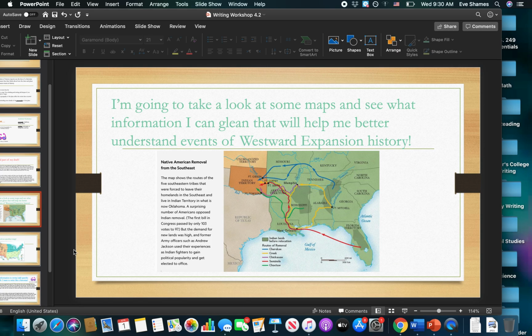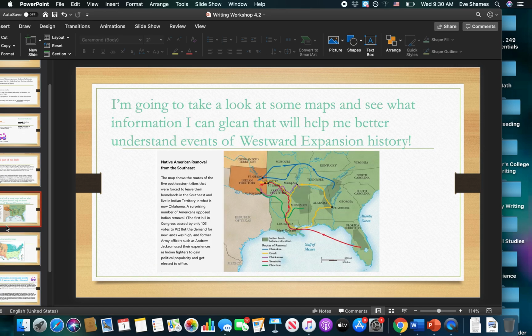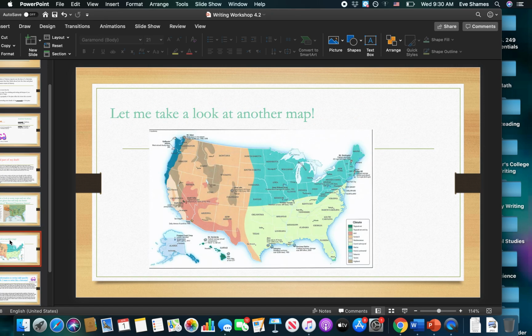Okay, let's look at another map now. So this is actually a climate map. Remember I told you that there's different kinds of maps? So this was a map of the Trail of Tears. This is a map of climate. So this is showing you the different kinds of climate. So it looks like in Oklahoma, right north of Texas, is where the Indians were moved to. So if I look at the key, it says semiarid, that means desert. So they're more in a desert climate.